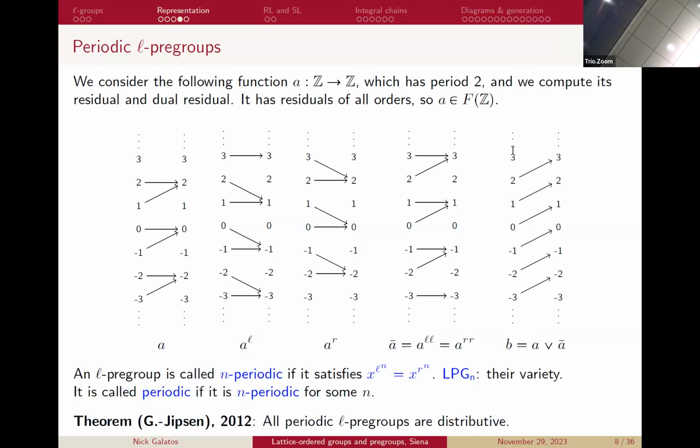And that's what we proved with Peter: if you have an L group that satisfies this identity, where all of your elements are N periodic for fixed N, then this particular L group consisting of those functions will be distributive. And one periodic L pregroups are exactly the very special case of L groups. So this in particular implies that all L groups are distributive.